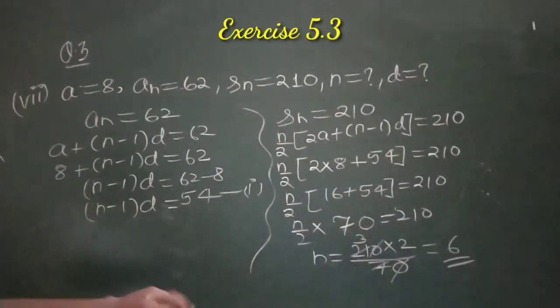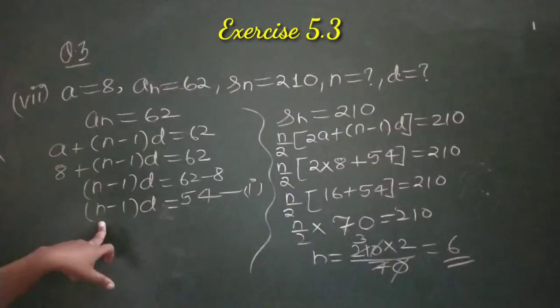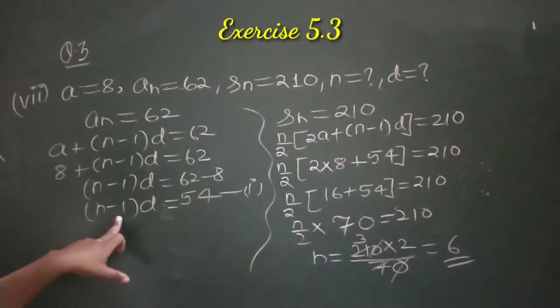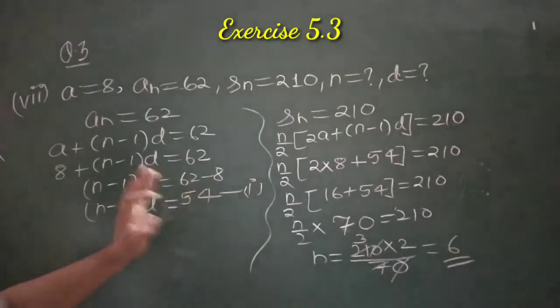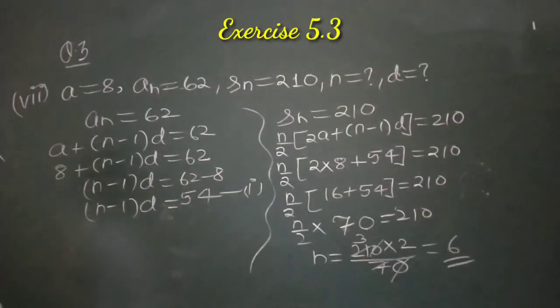So you can substitute the value of n in the first equation, then you will get your answer d. 6 minus 1 is 5. This 5 will go in division and then you will get your answer. Okay, so complete this question. Note it.